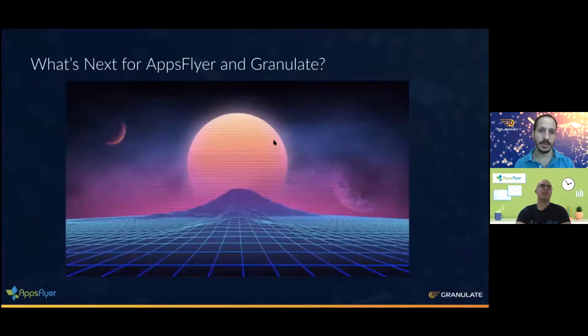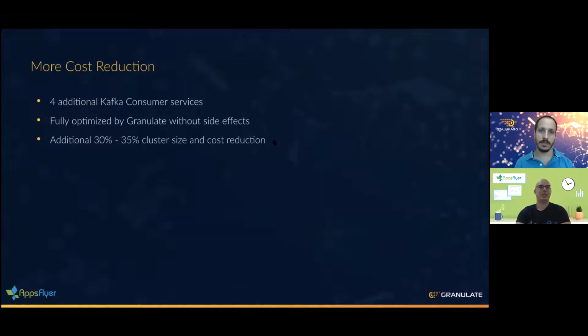So what's next for AppsFlyer and Granulate? Immediately after the successful POC, we applied the solution to our 4 additional Kafka consumer services, which were running about 600 EC2 instances. Those clusters were fully optimized by Granulate without any side effects, and we could achieve an additional 30 to 35% cluster cost reduction. Next slide.